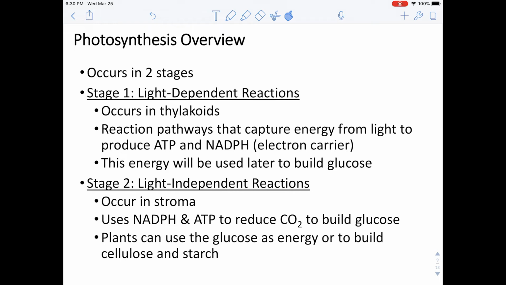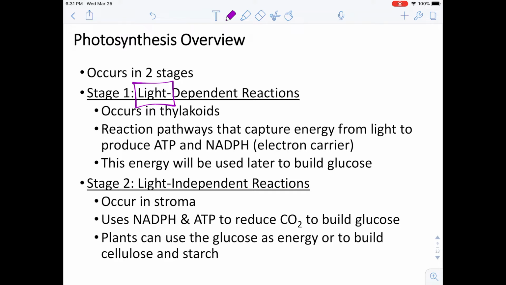Okay, so a couple things of overview here. There's actually a lot on this slide, but we're going to get to all of it in just a minute. Photosynthesis is a two-step process. The first step is all about light. So we call it the light-dependent reactions because they depend on how much light is present. In the absence of light, none of this will happen.